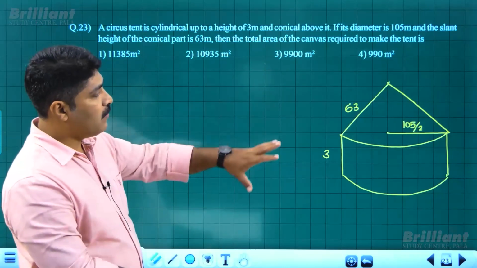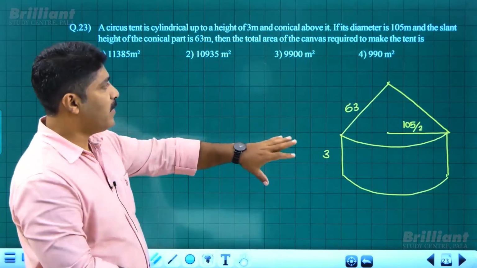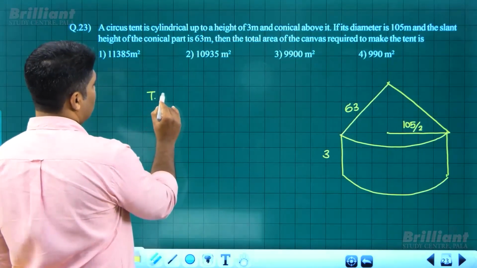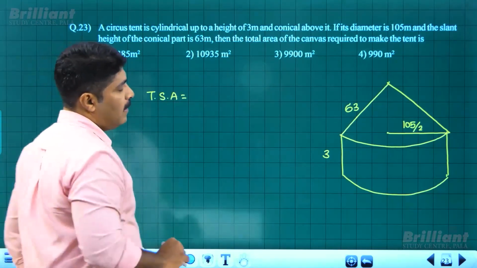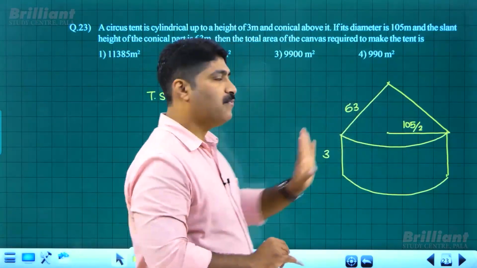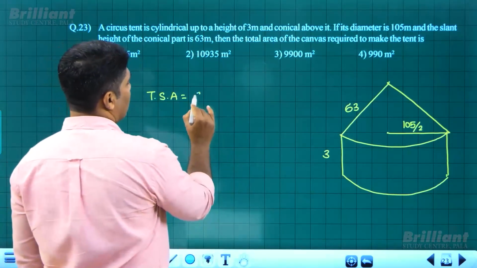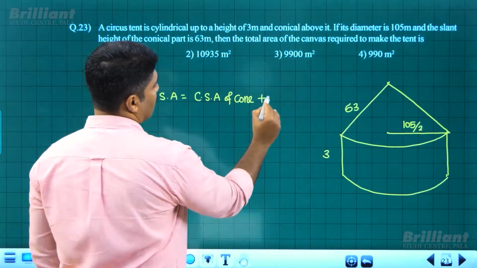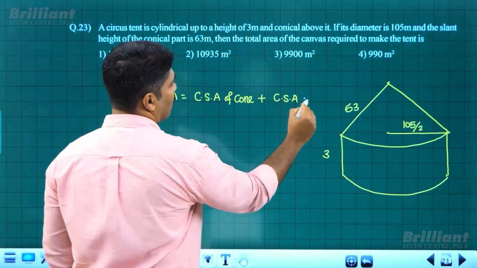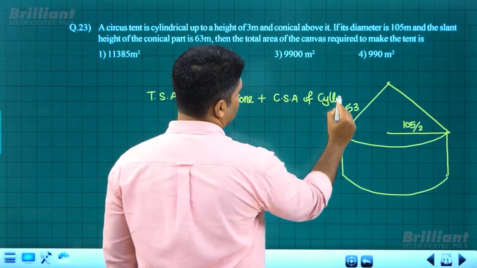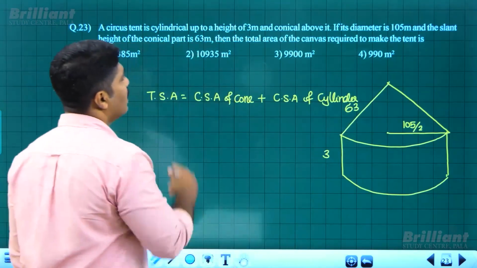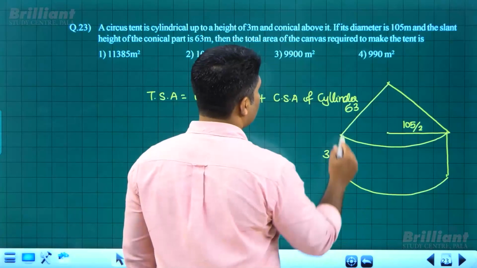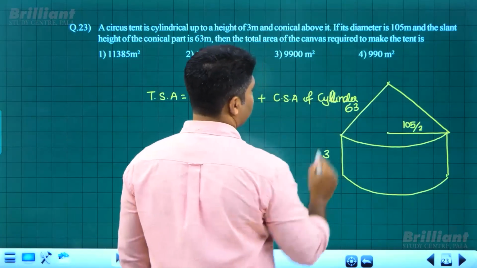So if we need to find out the quantity of canvas required, that means the total surface area. Here total surface area means the curved surface area of this conical figure, plus again the curved surface area of the cylinder. Got it? So these two quantities we have to combine. The curved surface area of the cone and the curved surface area of the cylinder we have to consider.